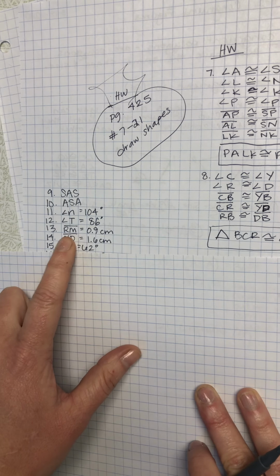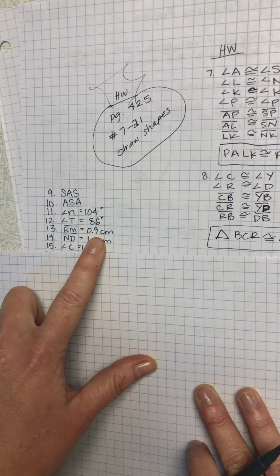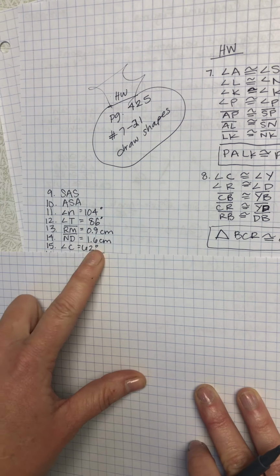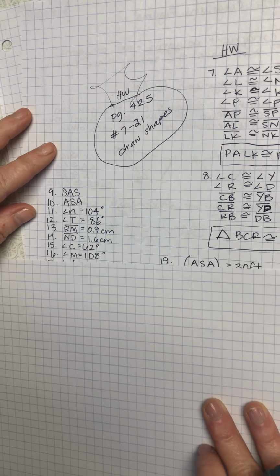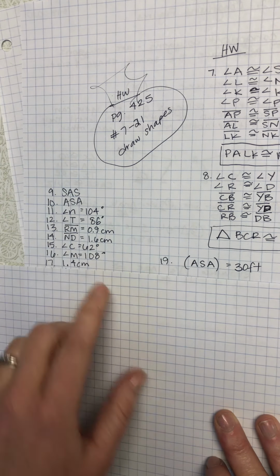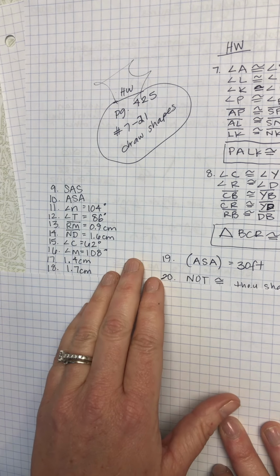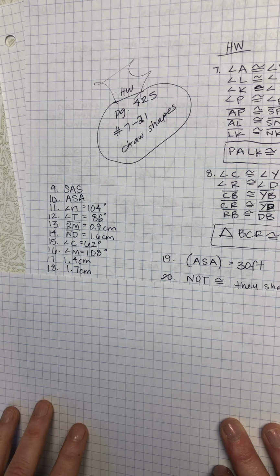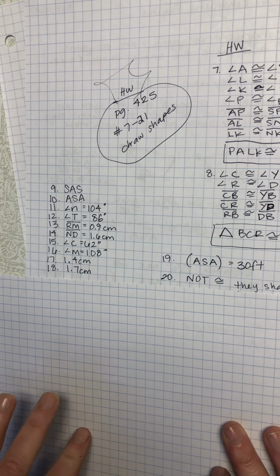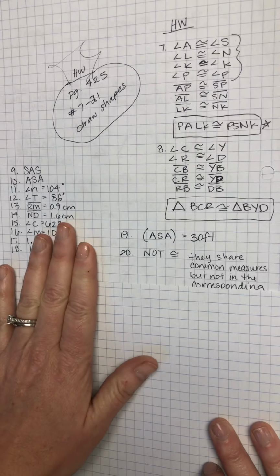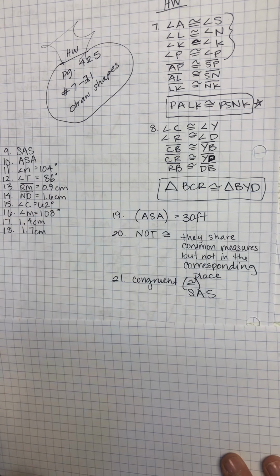Then we've got side RM, which is 0.9 centimeters. Side ND is 1.6. 15 was angle C, which is 62. 16, 108. 17, 104. 18, 1.7. Jumping back over to the rest of it.